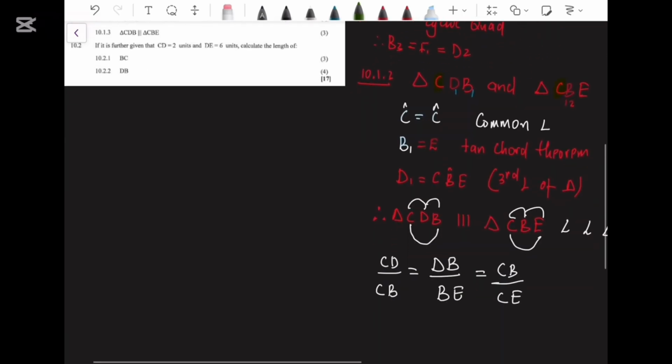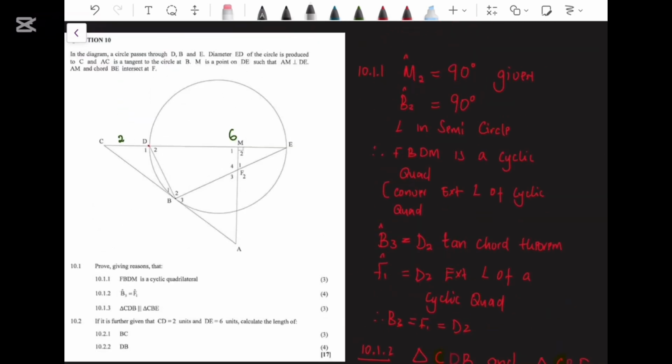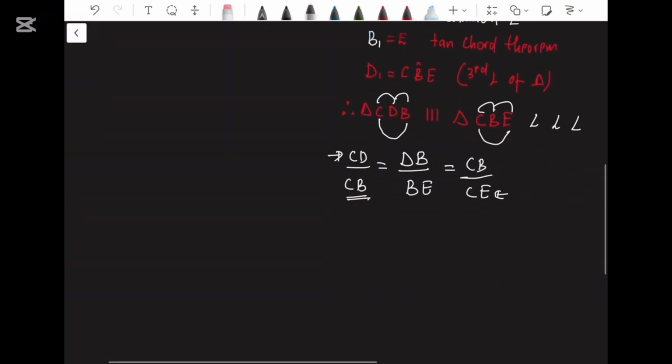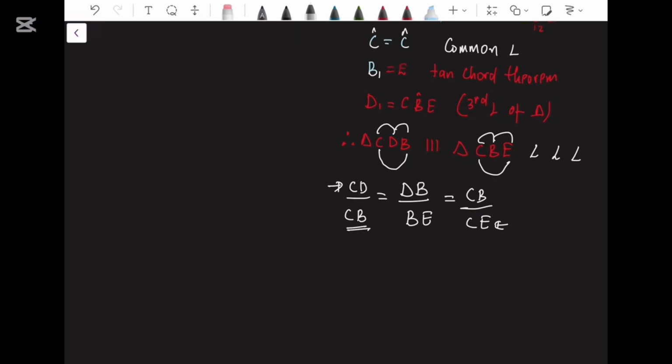Now let's check BC. Here is BC, and we are given our CD as 2, and then we do have our CE. Remember, CE, when you combine CD and DE, we are going to get CE as 8. Now, we can say CD over CB is equal to CB over CE. Why? It is from similar triangles.